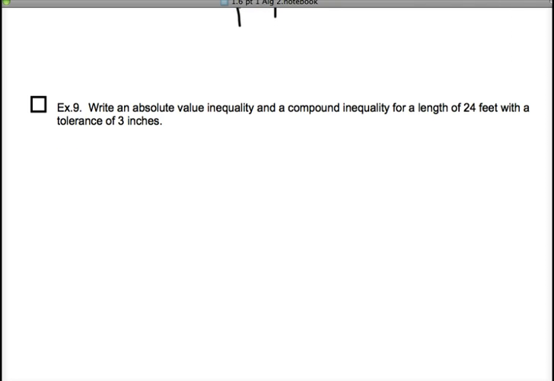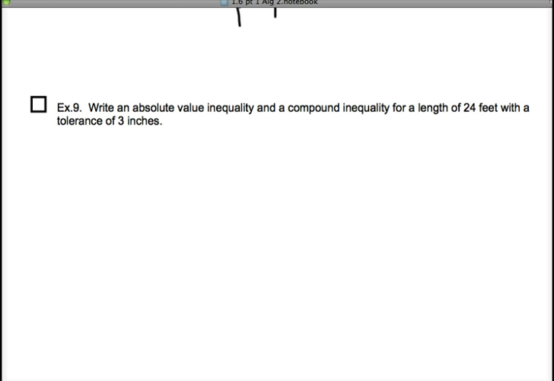All right, write an absolute value inequality and a compound inequality for a length of 24 feet with a tolerance of 3 inches. Well, tolerance, all that means is you could be off by that much. Here I don't like the fact that we have different units, so I'm going to convert those. I would guess most of you would want to change 24 feet to inches, just so we're working with the same inches. So I've got something here that I'm happy if it's 24 feet, but I'm also happy if it's as long as 24 feet 3 inches, or as short as 23 feet 9 inches, because that would be 3 inches the other way.